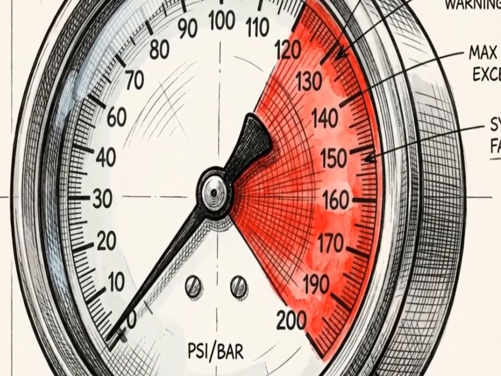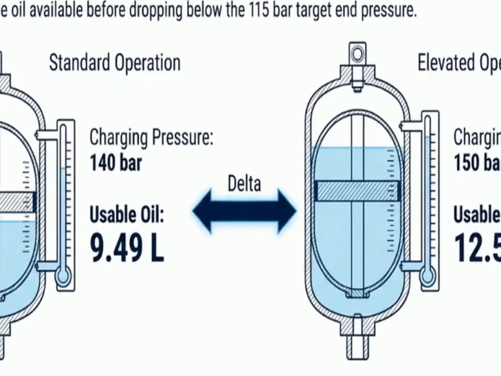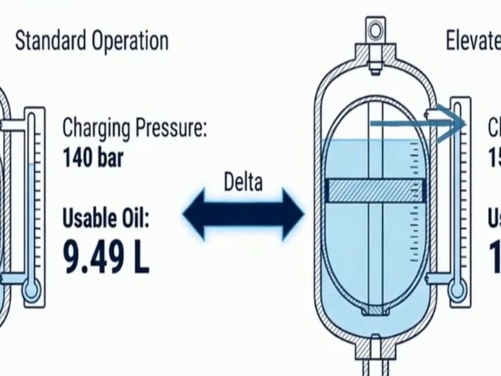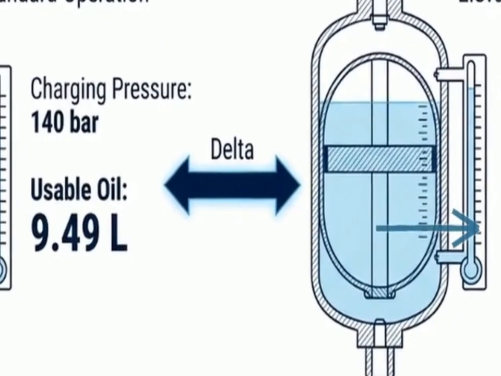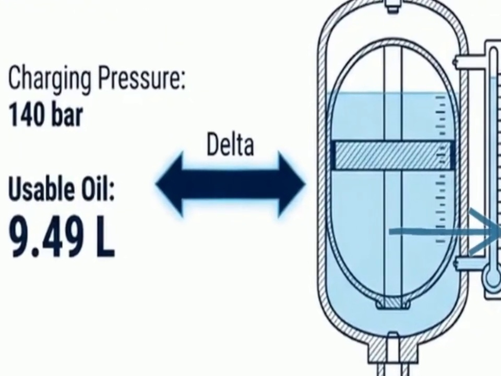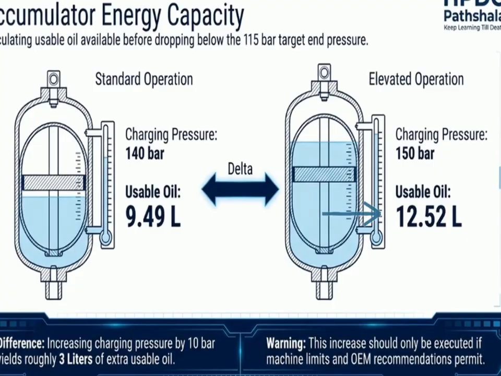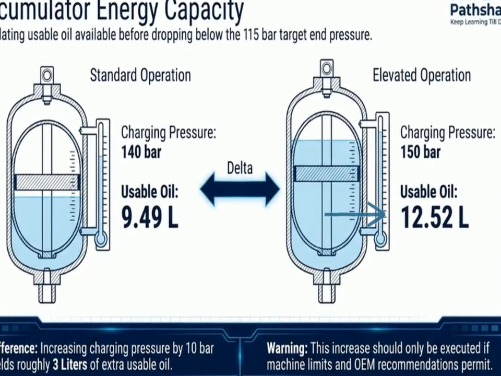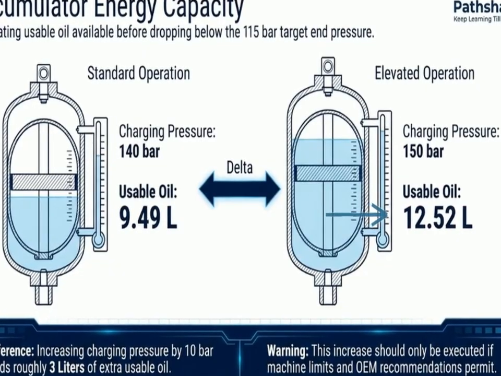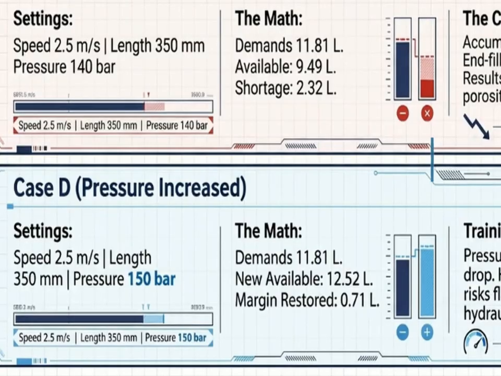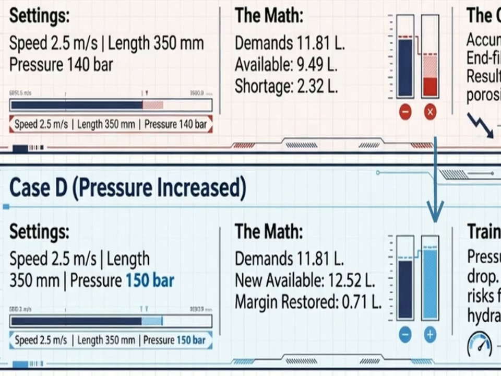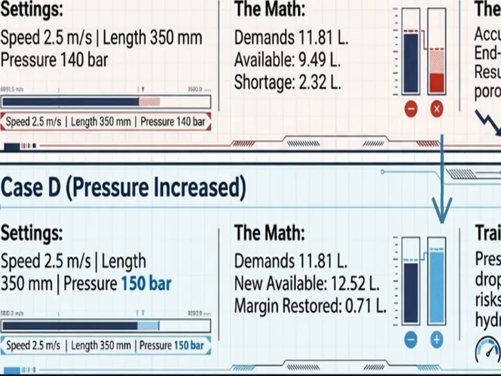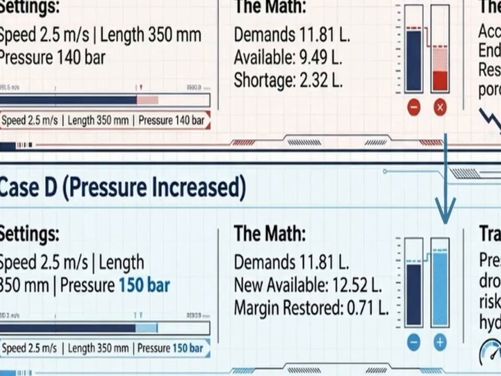To recover from this exact 2-liter shortage, we have to elevate the accumulator's charging pressure. This cross-section compares internal capacity. By compressing the nitrogen gas further with a modest 10 bar increase in charging pressure, we physically expand the usable oil capacity inside the shell from 9.49 to 12.52 liters. Applying this capacity to our failing scenario, case D shows the result. The 11.81 liter demand is now fully supported and a safe operating margin is restored.